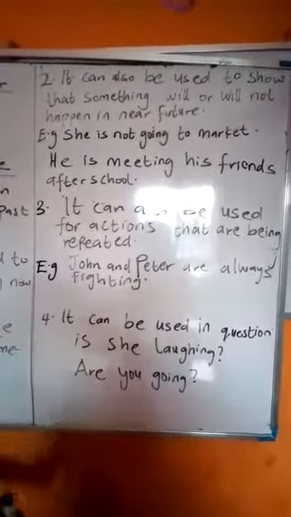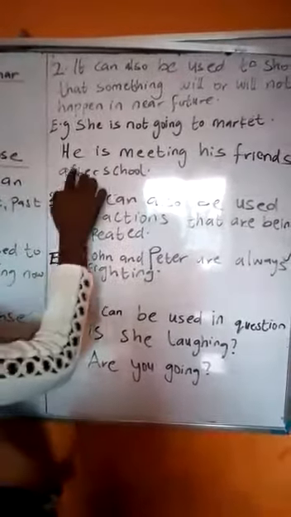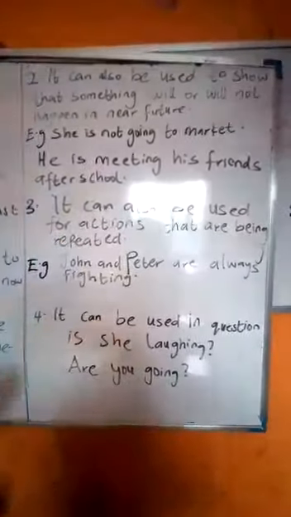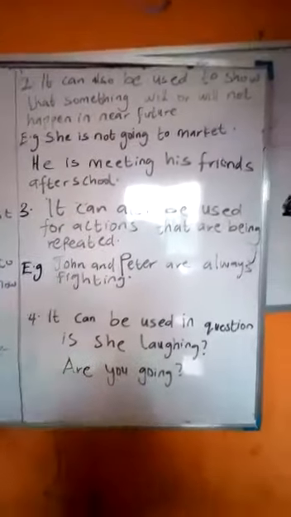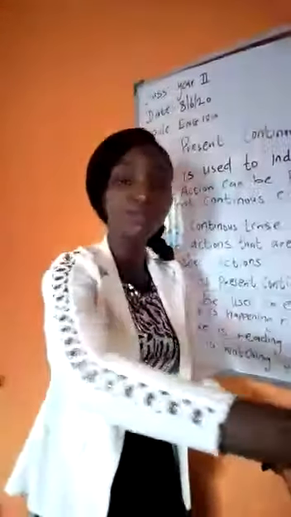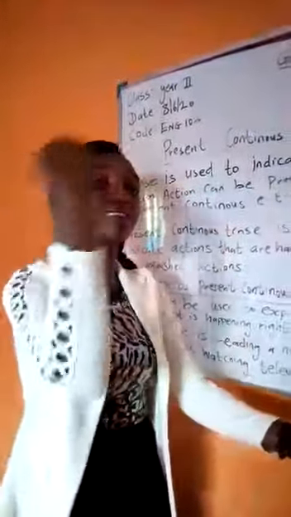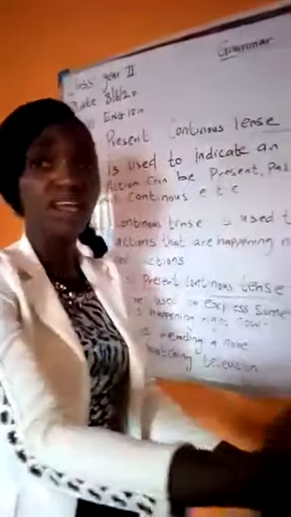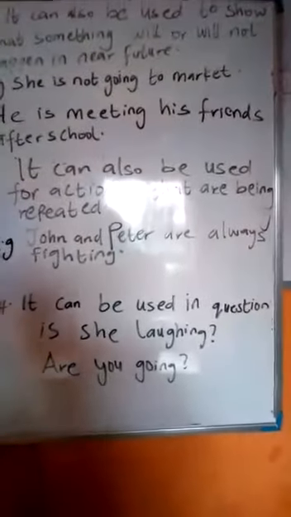Remember the title said it can also be used to show that something will or will not happen in near future. Example, she is not going to market. Present continuous. Okay. Number 2 example, he is meeting his friends after school. Yes, I will meet my friends after school. Have I met them? No. Am I meeting them? No. I will. So it is telling me that it's yet to occur. That is present continuous. Are we together? Good. I believe we are progressing.